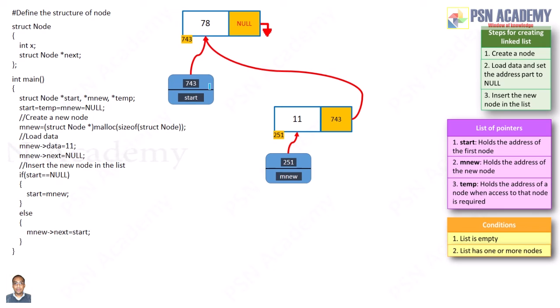So we will remove this 743 here, and we will replace the 743 with 251, so that it will now start pointing to this node at 251, which is the first node. So we write like this: start equal to mNew.